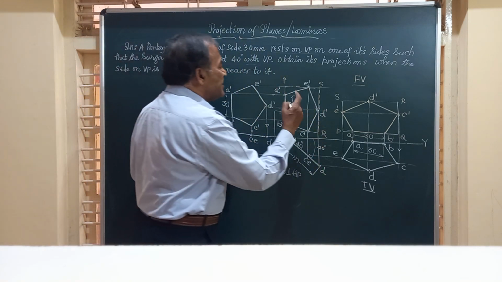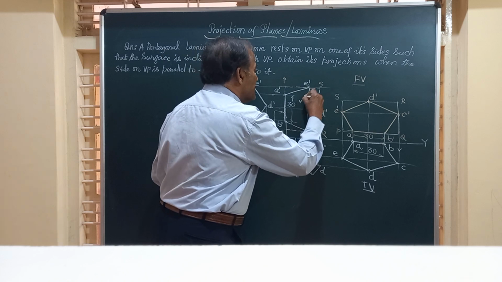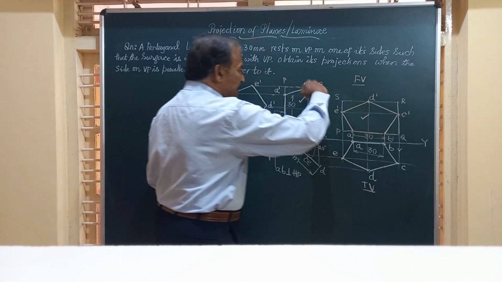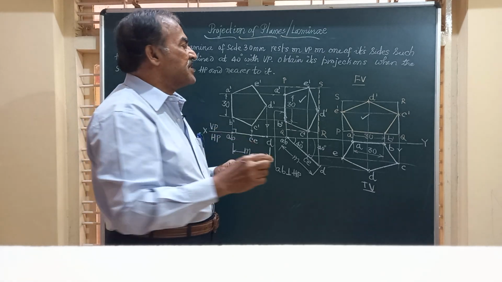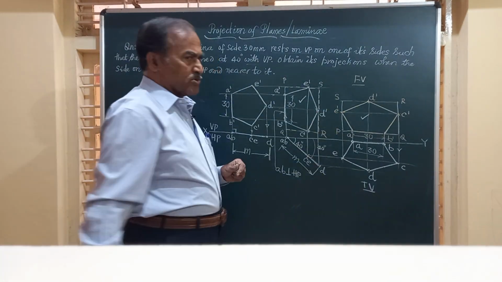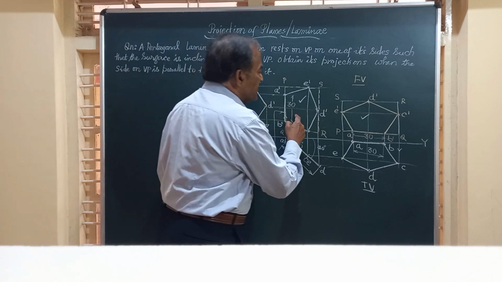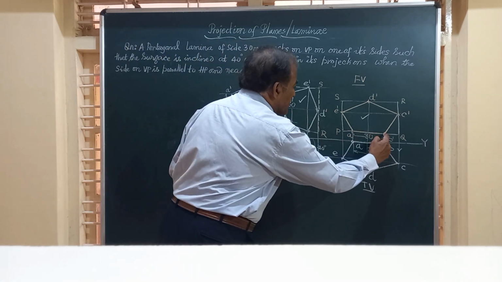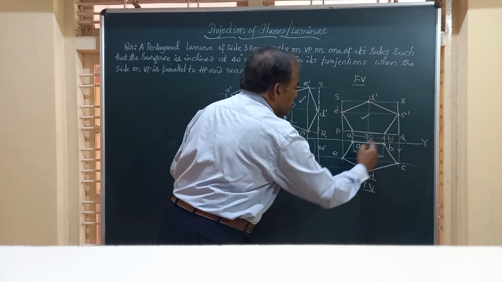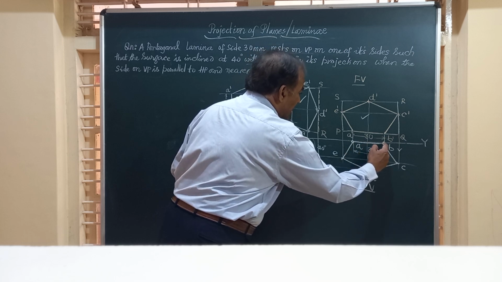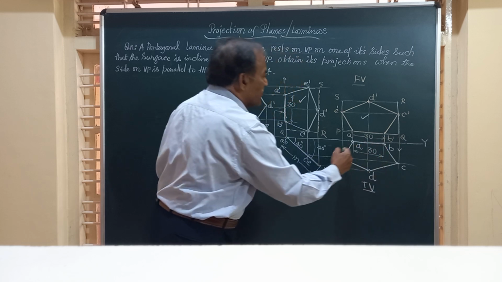Friends, we have redrawn this figure. This figure and this figure are exactly identical except for the orientation through 90 degrees in the second figure. We have drawn this figure with AB parallel to VP and parallel to HP and nearer to A. And then we have got the corresponding top view.